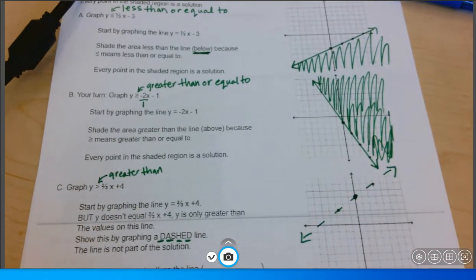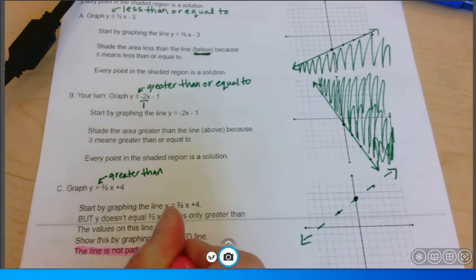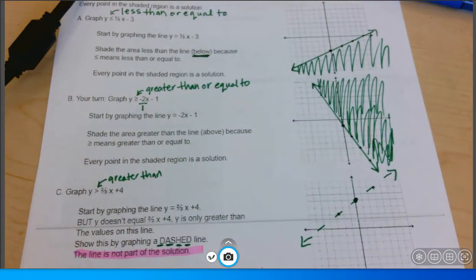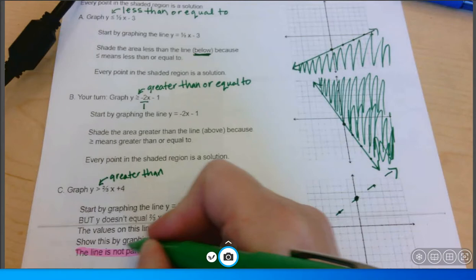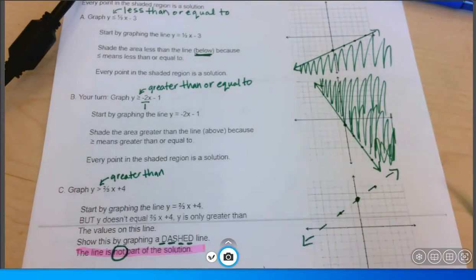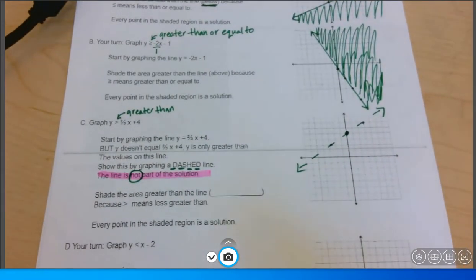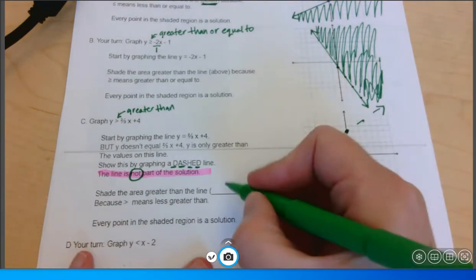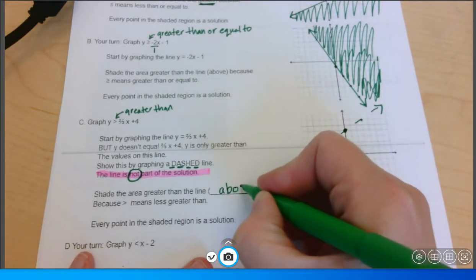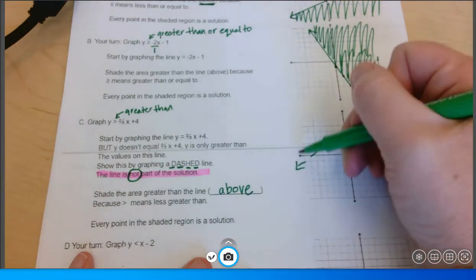All right, now notice this. This is really important. It says the line is not part of the solution. The line is not part of the solution. It's just like a barrier. Okay. It says shade the area greater than the line. Is greater than the line going to be above or below? I heard a vote for above. That was right. So I'm putting above here, and I'm shading it.